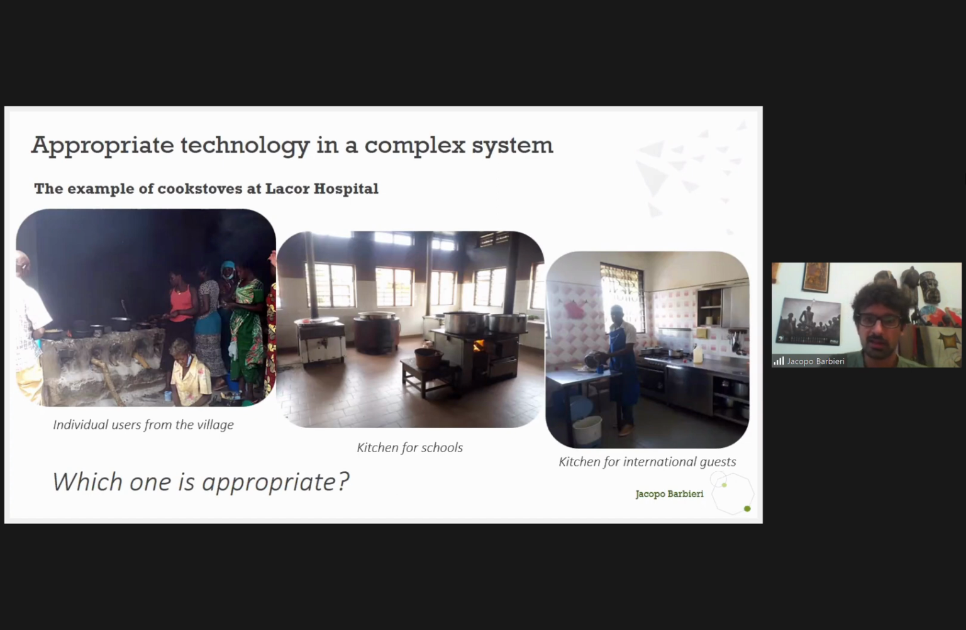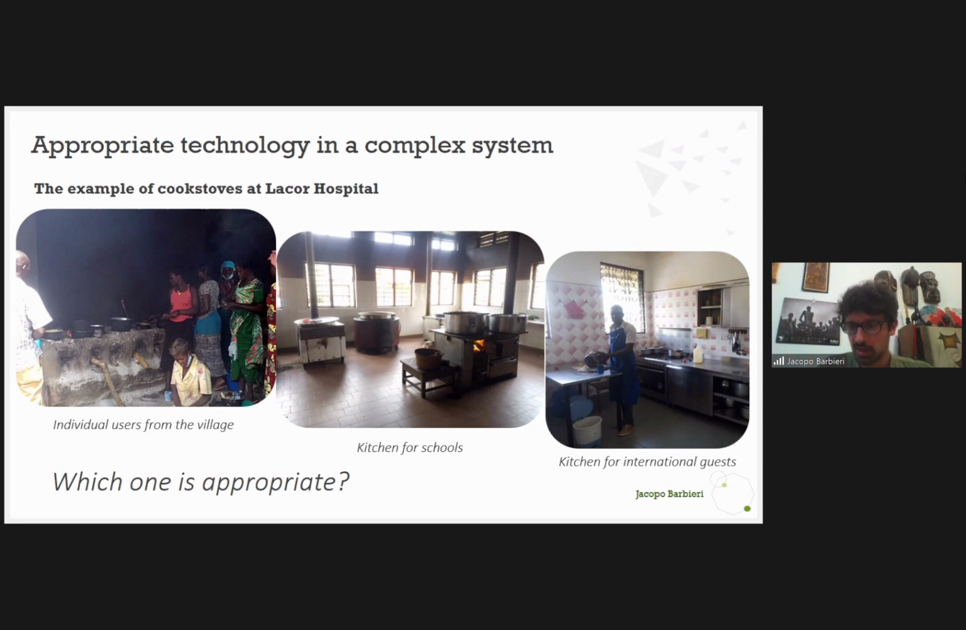The reality is that the appropriateness of a technology also depends on the culture and education and the capability of the final user. So as you can see, on the left side we have stoves that are used by individual users from the village to prepare meals for the patients. In the center, we have the kitchens that are used for the schools.